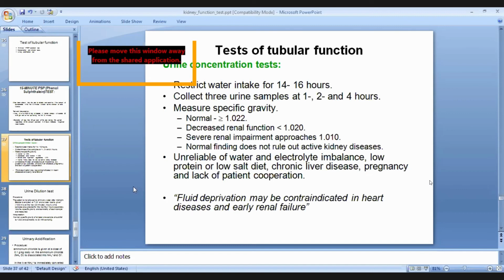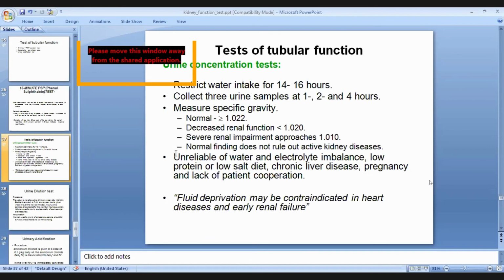Another test is the urine dilution test. By the name dilution, the patient is allowed to drink water after midnight. The bladder is emptied at 7 a.m. and a water load is given. The patient has to take 1200 ml over the next 30 minutes, and hourly urine is collected for the next few hours, 1, 2, 3, 4 hours.